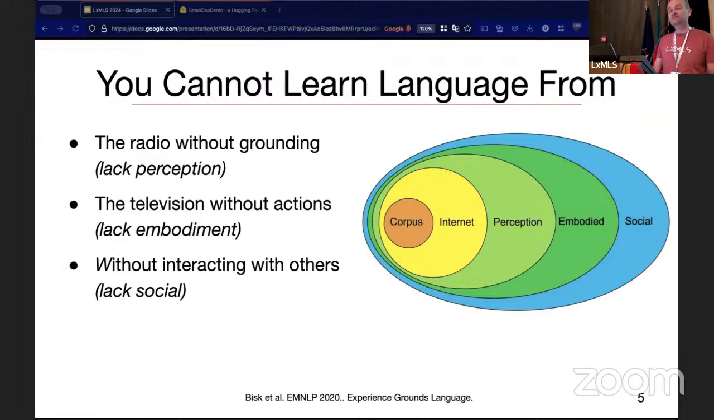And I guess you might want to argue that some recently deployed large language models have jumped all the way to the social aspect of it. But I think it's difficult to argue that they're interacting with you. They're not really an interlocutor, they're just an action response system.